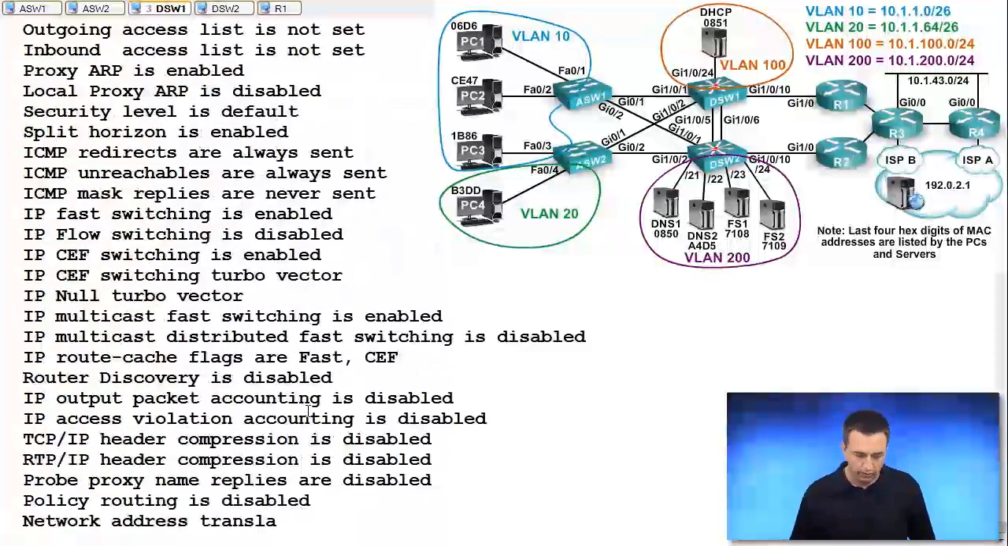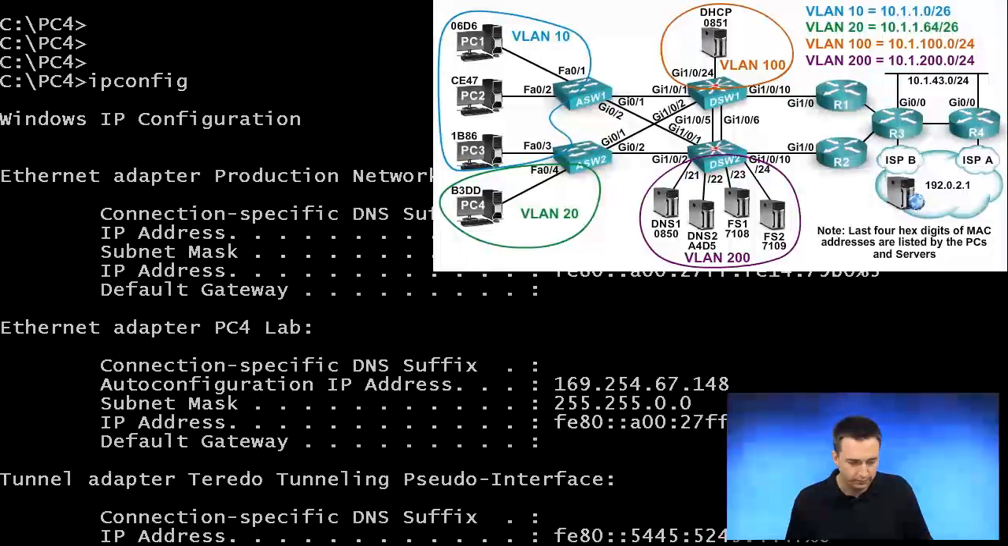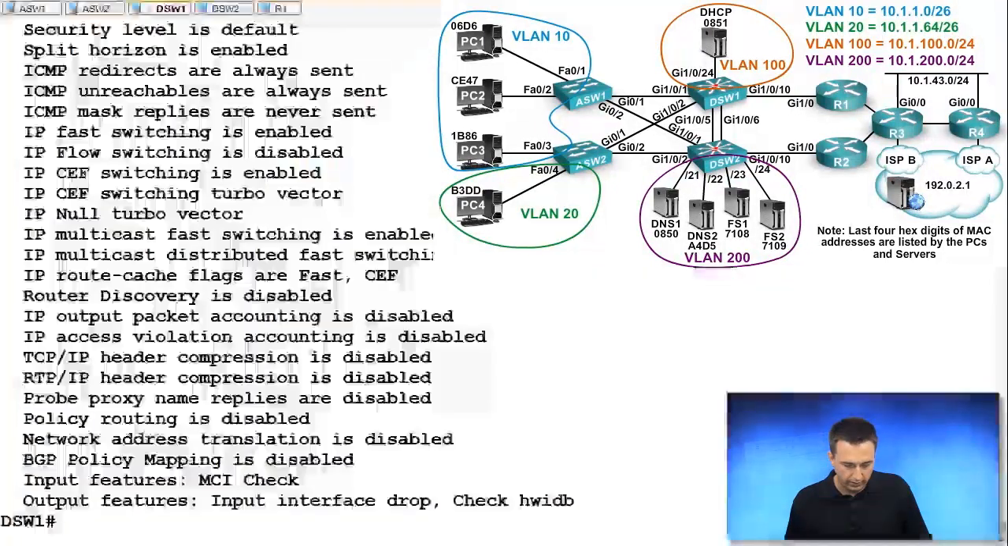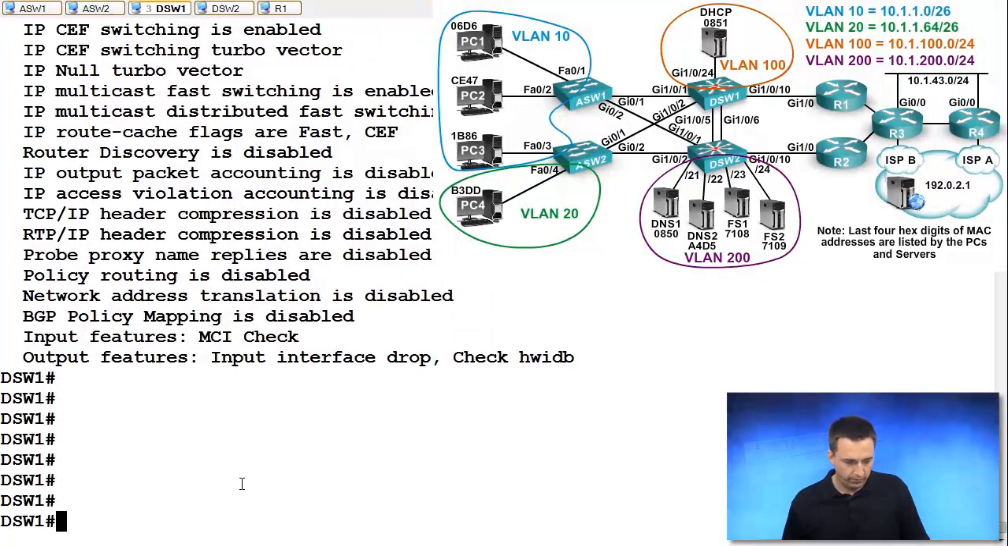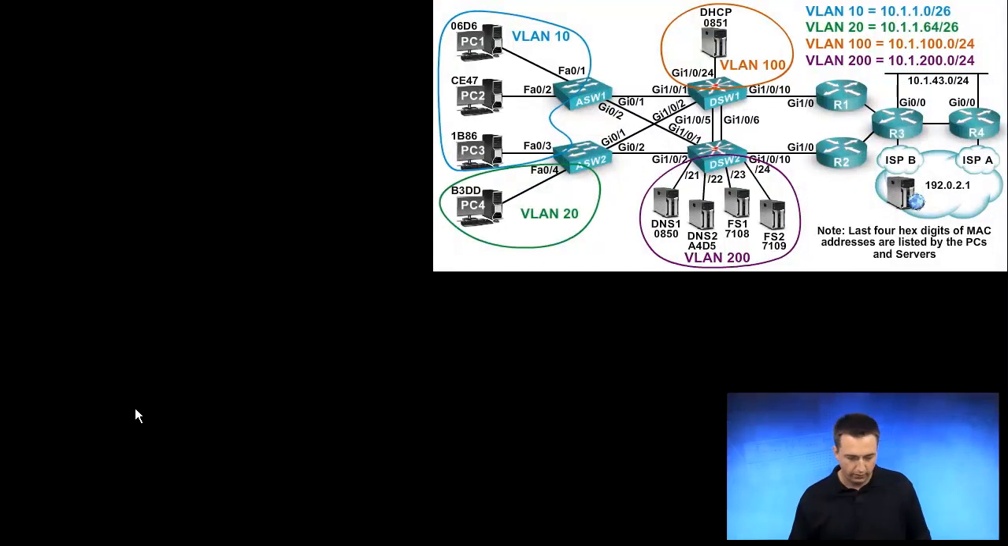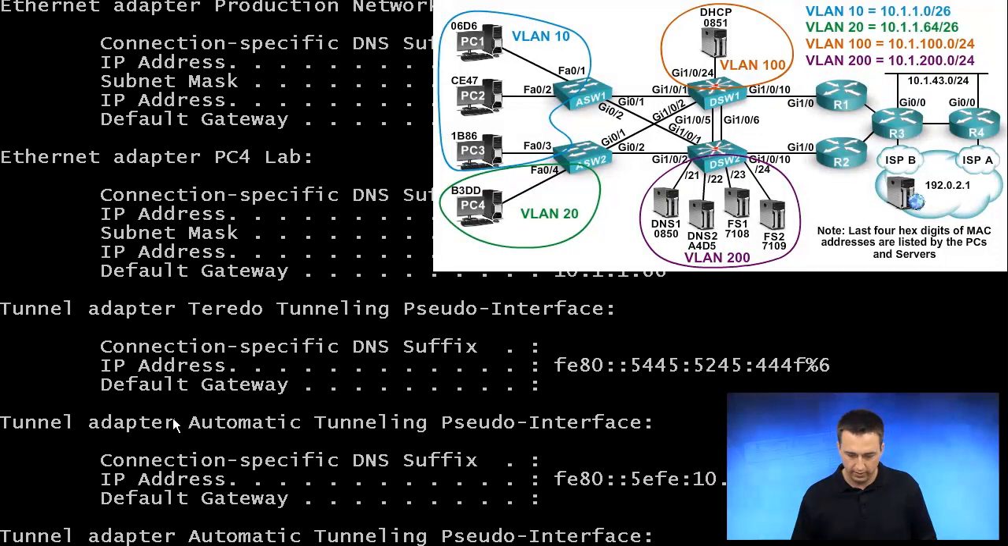And now, let's bounce that interface on PC4 again. So we disabled it. Now we're going to re-enable that interface. Let it come back up. Pardon me, I meant let's look at the command line interface. Here we go, that's what I wanted. Let's run ipconfig. And there we go.